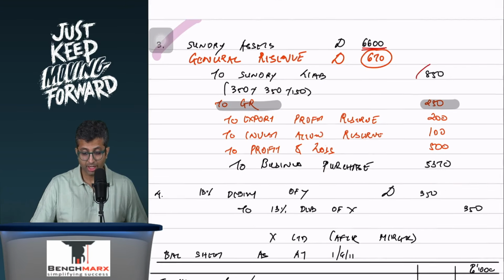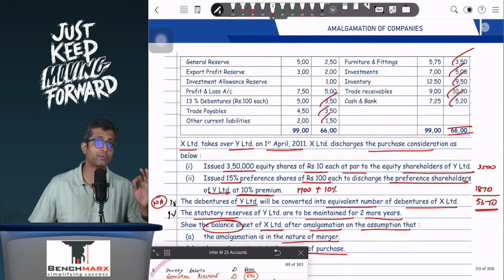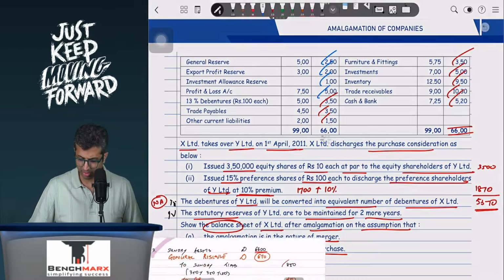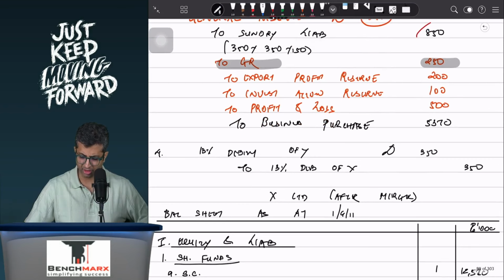Now, in case of amalgamation in nature of merger, will you take over the reserves as well? Please tell me. Yes. In which case, as a special case, your reserves, general reserve, export profit reserve, investment allowance reserve, and P&L, all of these reserves will be taken over. As you can see, we have put this with a different color pen. All of these reserves will be taken over.